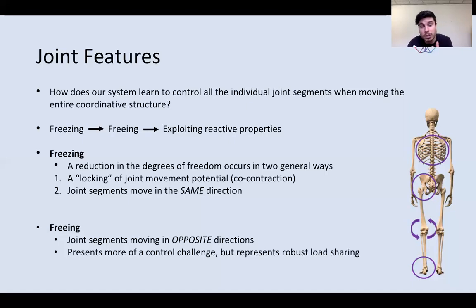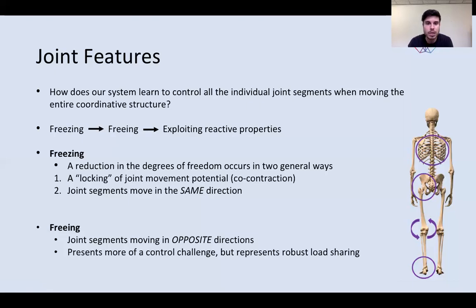And what we do here is we use a freezing to freeing framework. And this is based solely on the work of Nikolai Bernstein, who identified that individuals learn to control these individual segments within the coordinative structure in stages. We spoke about this process in much greater detail in a blog post that we did a while back. We speak about it a lot in our courses as well. But generally, we begin using a freezing strategy first. We'll move into a freeing strategy if we can do that as well.